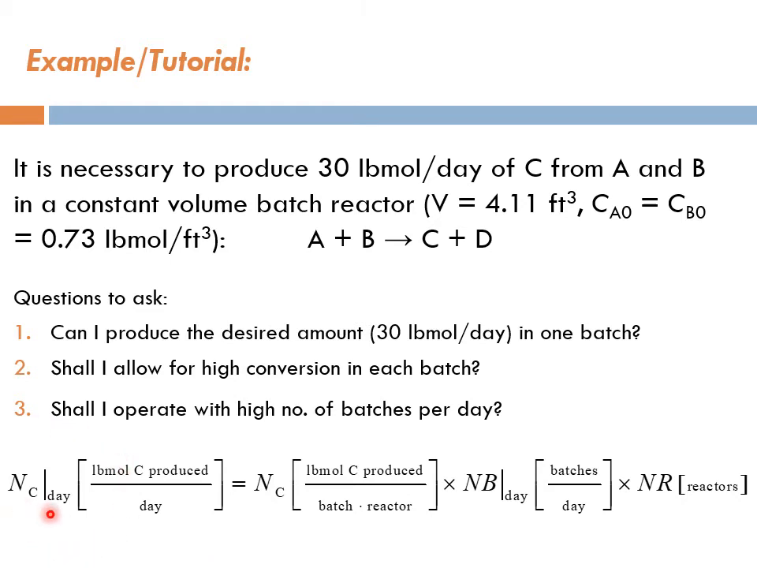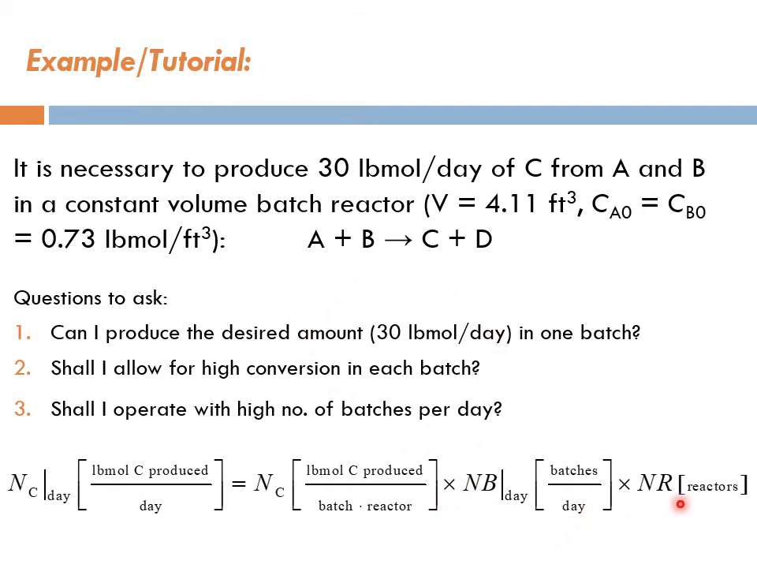See? So let's see. NC per day. So how many moles of C are produced per day? It has a unit of pound-mole C produced per day. How can we calculate this? By unit conversions, right? Let's look. NC is the pound-mole of C produced per batch per reactor, the number of moles of C produced per batch in every cycle per reactor. We multiply it by the number of batches per day. How many batches are you going to run per day? Only one batch? Obviously, one batch will not be enough to produce this much.